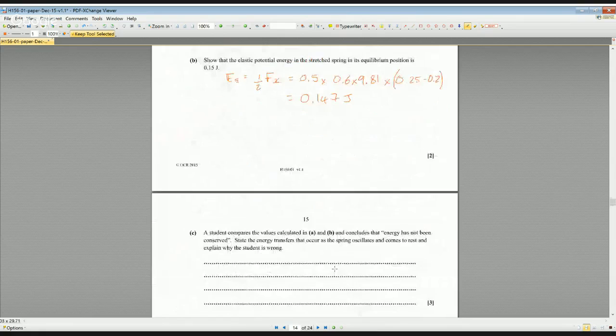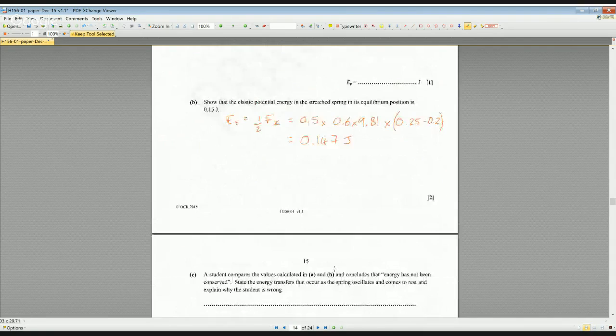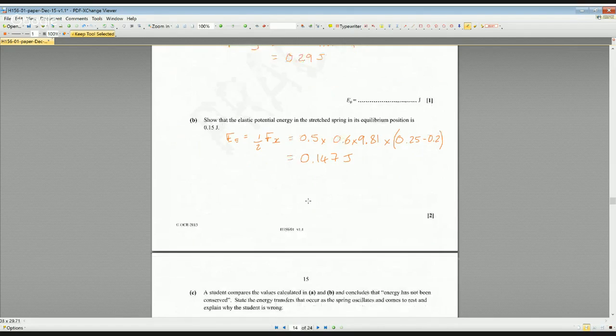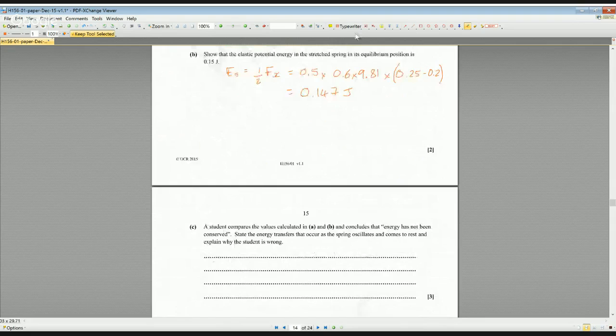Now, a student has looked at these two values and noticed that they're not the same. The gravitational potential energy gained is 0.29. Sorry, the gravitational potential energy lost is 0.29. The elastic potential energy gained is 0.147. So the student compares these and says that energy hasn't been conserved. Now we know from physics that energy is always conserved. So the student has to be wrong here. Otherwise, this experiment is defying the laws of physics.